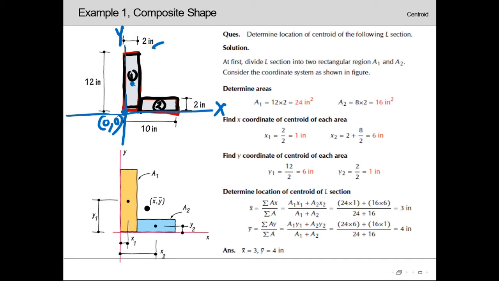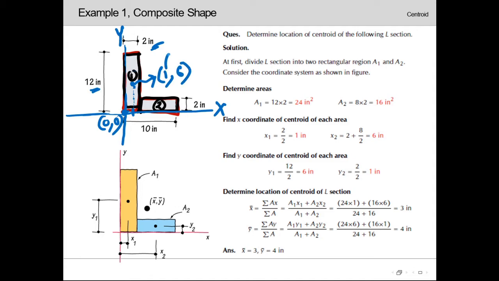So in order to reach the centroid, we need to start from the 0, 0 point. Along the x direction we need to travel a distance of half of 2, which is 1, and along the y direction we need to travel half of 12, which is 6. So the coordinate will be 1 along x, and along the y-axis we need to move half of 12, which is 6.